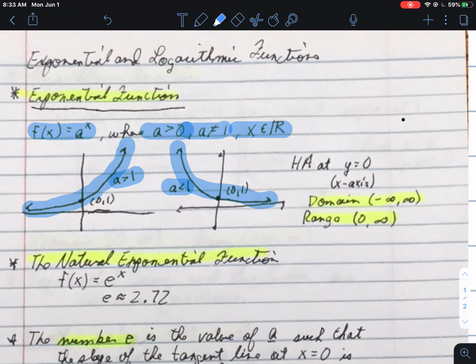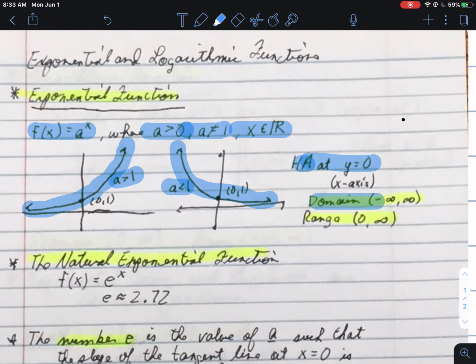Asymptotes: we always have asymptotes on graphs of functions. Every exponential function has a horizontal asymptote. For the basic exponential function that we're talking about here, it's the x-axis, whose equation is y equals 0. Remember, asymptotes always have equations. If they're horizontal, as we have in this case, it's y equals. Vertical asymptotes have the equation x equals.